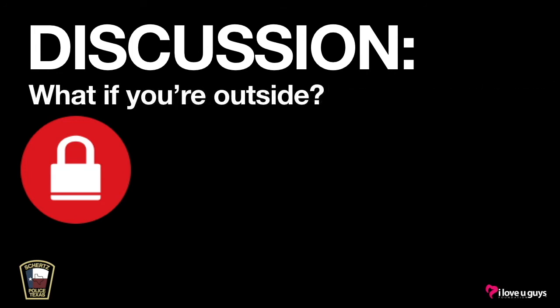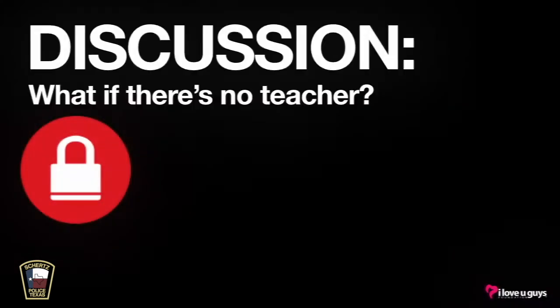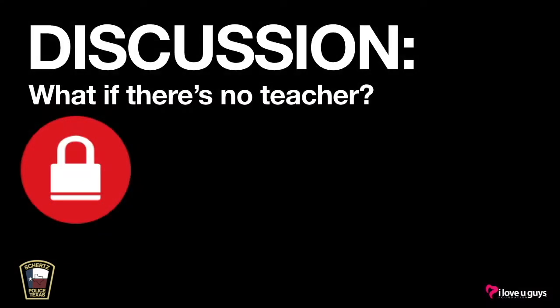What if you're outside? If you're outside and a lockdown is called, do not go back into the building. Rather, go to a safe location. What if there's no teacher? Getting behind a locked door is possible. If not, close the door and hide. You may try to evacuate if the threat is not in your immediate vicinity.